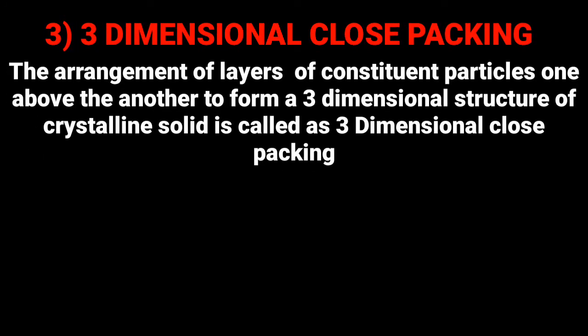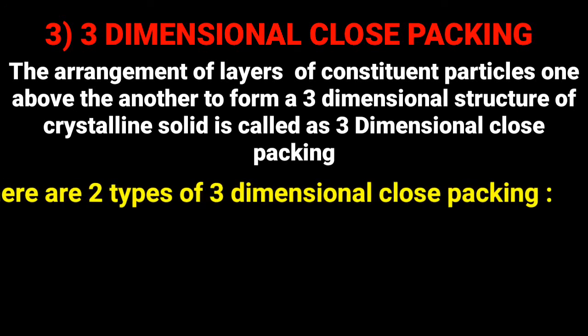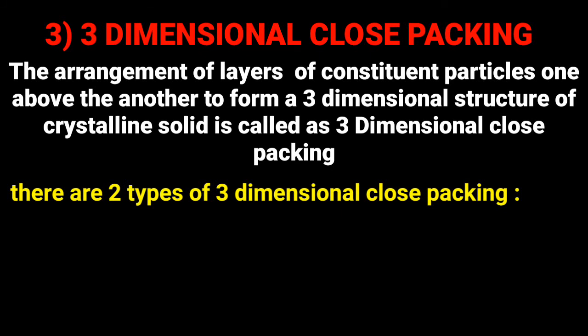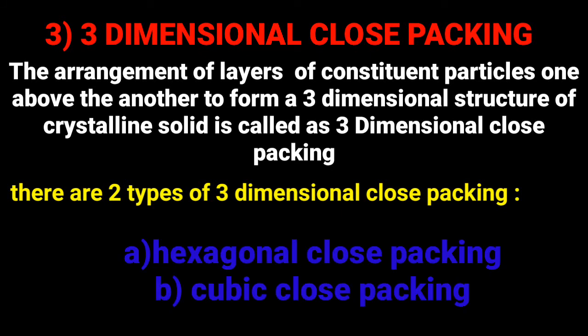Three-dimensional close packing. The arrangement of layers of constituent particles one above the other to form a three-dimensional structure of crystalline solid is called three-dimensional close packing. There are two types of three-dimensional close packing: hexagonal close packing and cubic close packing.